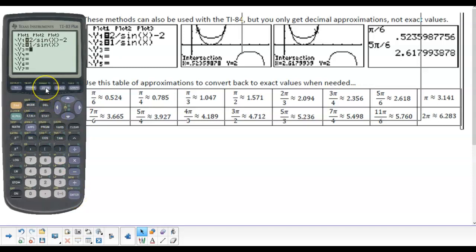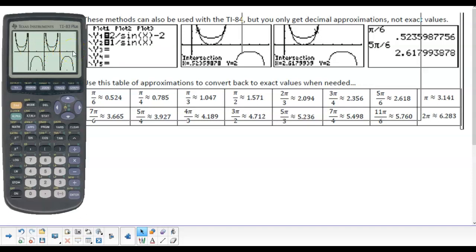And now in the calculator, I hit zoom, and zoom trig here, number 7, that will get me a window that goes from negative 2 pi to positive 2 pi in increments of pi over 2.